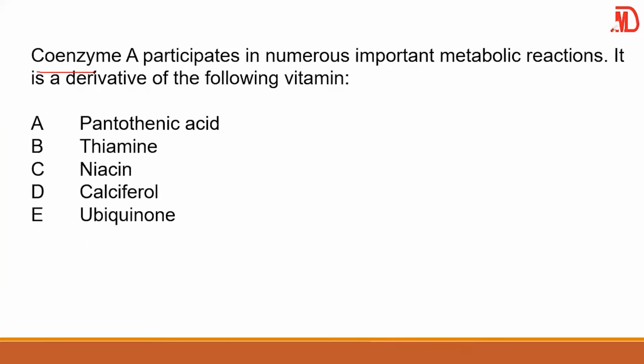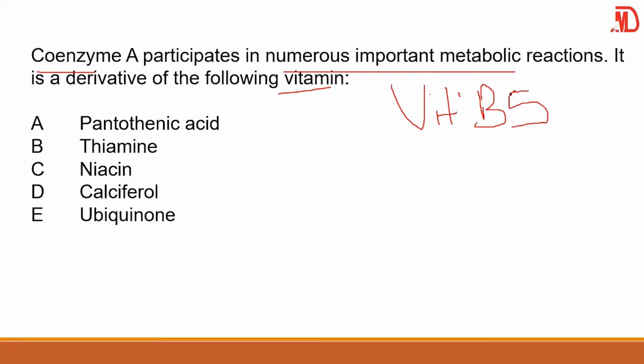Coenzyme A participates in numerous important metabolic reactions. It is a derivative of the following vitamin. Actually, coenzyme A is a derivative of vitamin B5. Vitamin B5. This one we don't teach you, you just know it. You should just know it. All right. No shortcut.